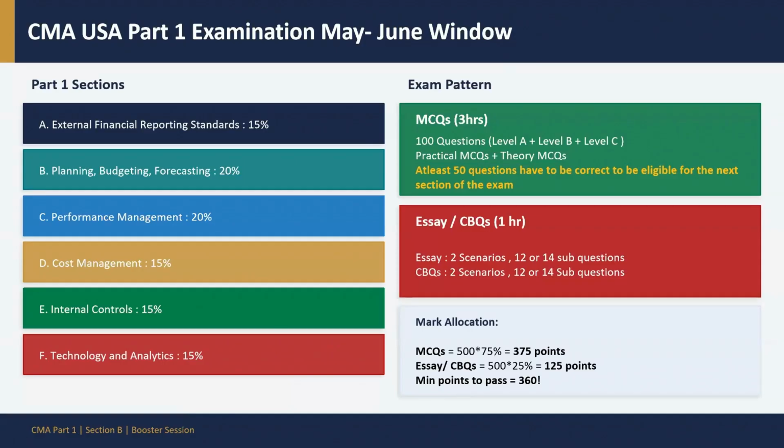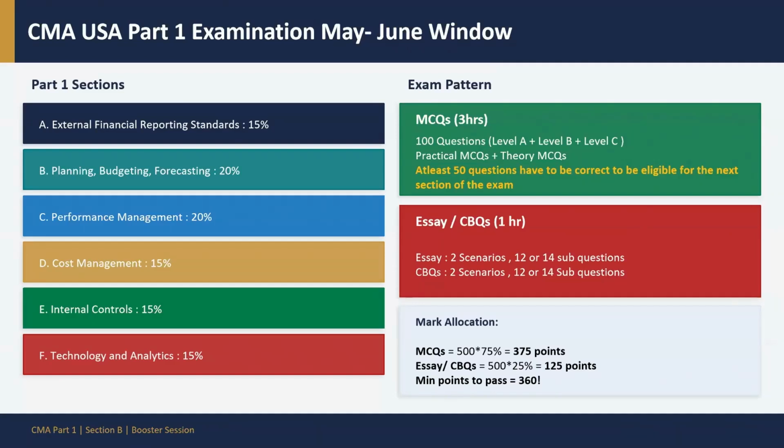Yes. So now in the CMA USA Part 1 examination, as we all know, there are 6 sections and each of them have the following weightage. So section A, which is about external financial reporting standards, it has weightage up to 15%. Then we have section B, planning, budgeting and forecasting, which has a weightage of up to 20%. Then section C is about performance management for 20% weightage. Then section D, cost management, is of 15% weightage. Then section E is of internal controls, which is again 15% weightage. And section F, technology and analytics, again, it's for 15%.